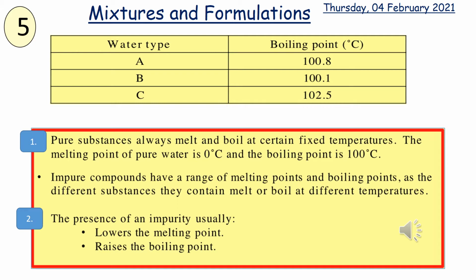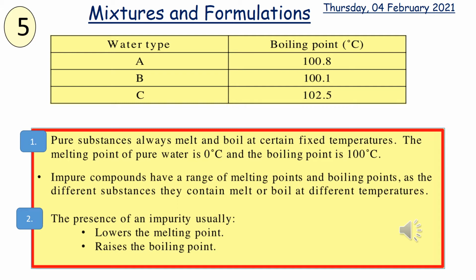So obviously the differences between all these 3 samples of water, they are not pure substances. Right, so for question number 2, what could have happened to cause this difference? So definitely it's going to be the presence of impurity. So it can be anything.